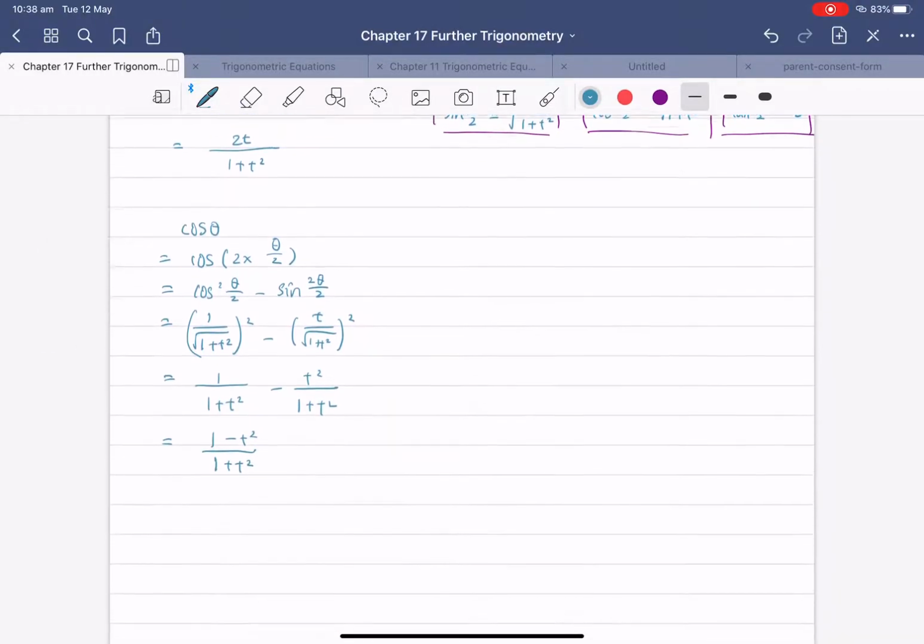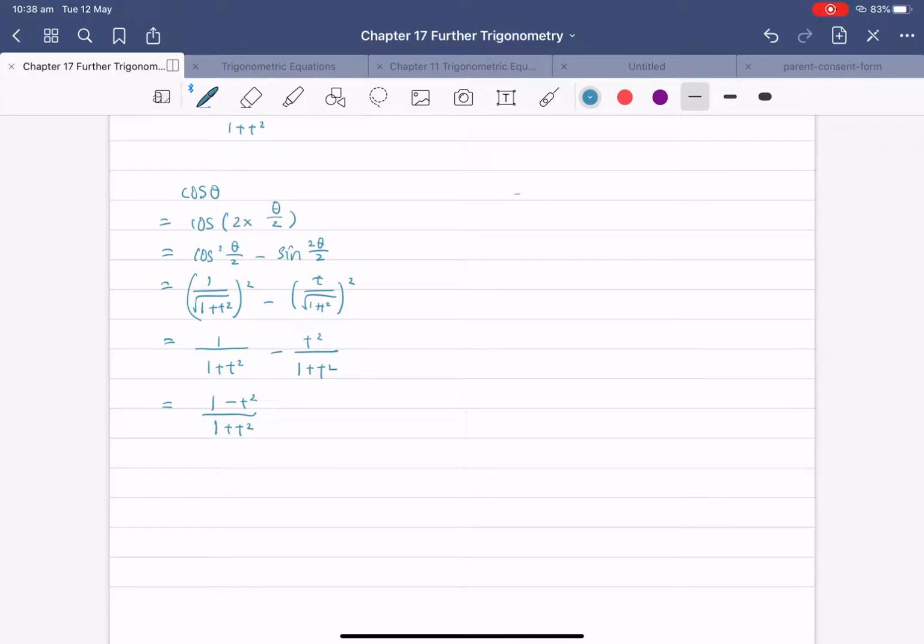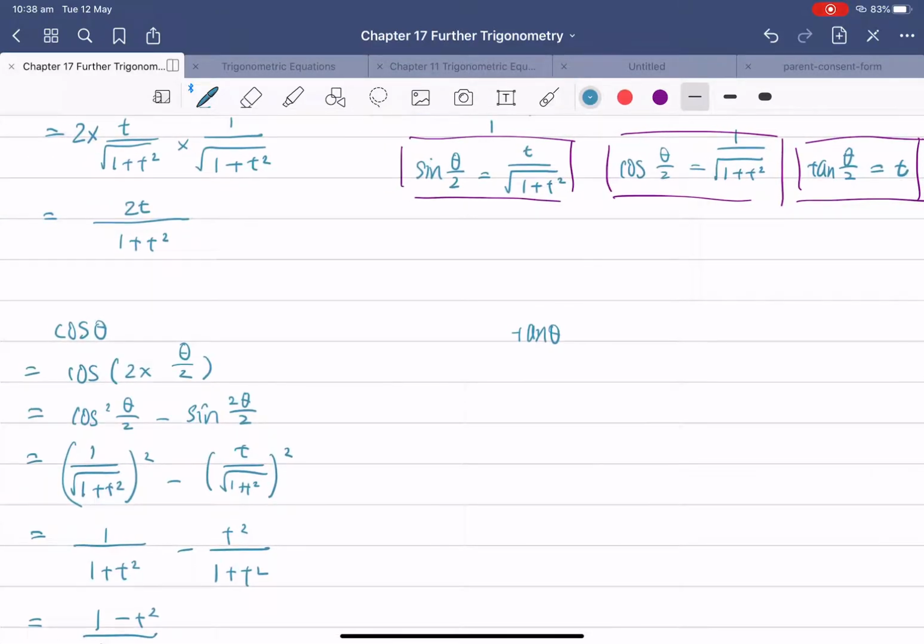All right, the last one is the tangent. You probably already know how to do the tangent one. For the tangent, you don't really need to use the double angle formula because we know tangent theta is equal to sine theta over cos theta. So we can use that identity to prove it. You can still use the double angle formula if you want to, but you don't have to.